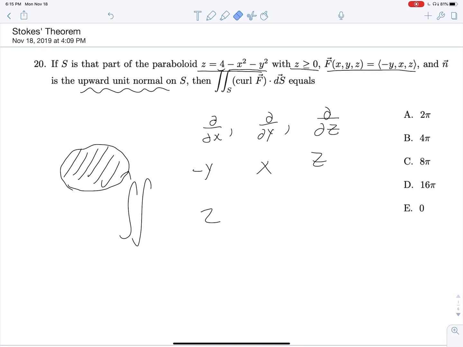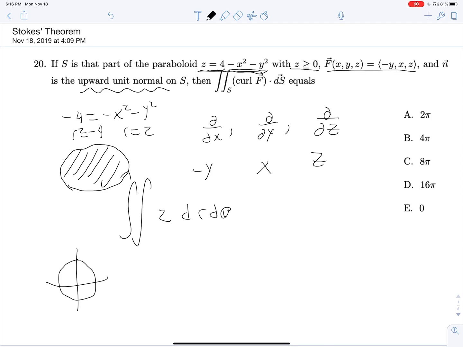So we can set up a nice little polar integral to do this. What we're really looking at is a circle of radius 2. You can kind of see that if z is 0, then we can move 4 to the other side and get negative 4 equals negative x squared minus y squared. And rearranging everything, we get r squared equals 4 and r equals 2. So there's our circle of radius 2, and there's no bound on theta, so we can set this up as the double integral of 2 dr d theta, putting an r in here, from 0 to 2 dr, and from 0 to 2 pi d theta.